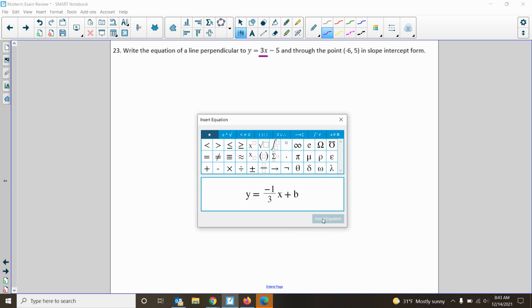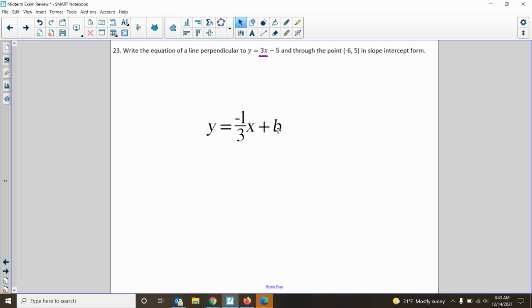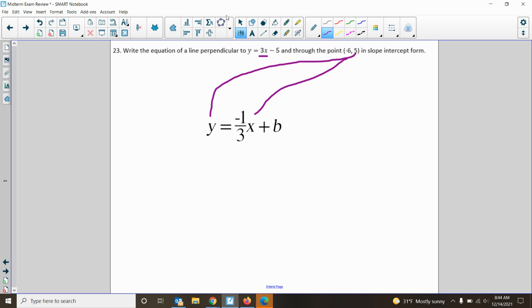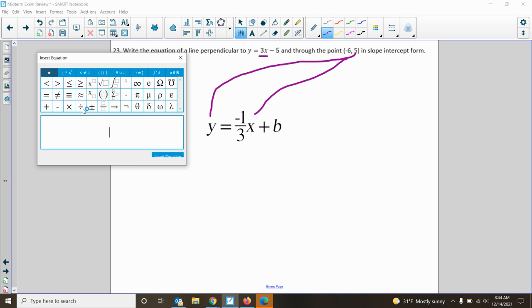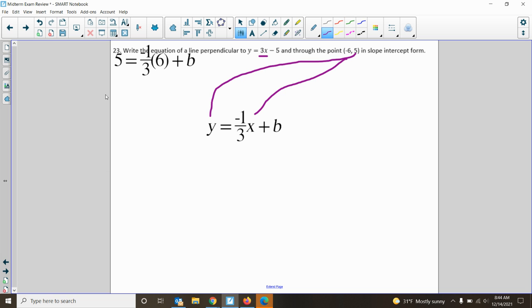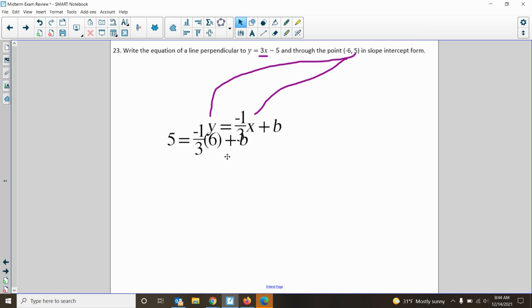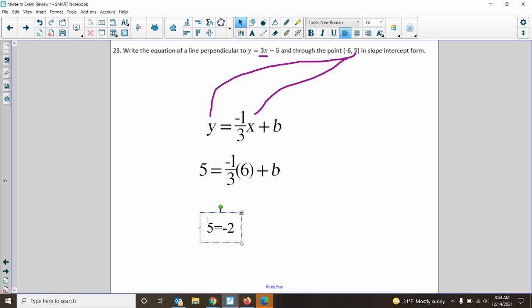Has to be. Okay. Now what we're going to do to figure out what b is, we're going to take the negative 6 and plug it in for x. We're going to take the 5 and plug it in for y, and we're going to solve for b. So I'm going to take my 5 equals negative 1/3 times 6 plus b. Negative 1/3 times 6 is negative 2, so I get 5 equals negative 2 plus b.